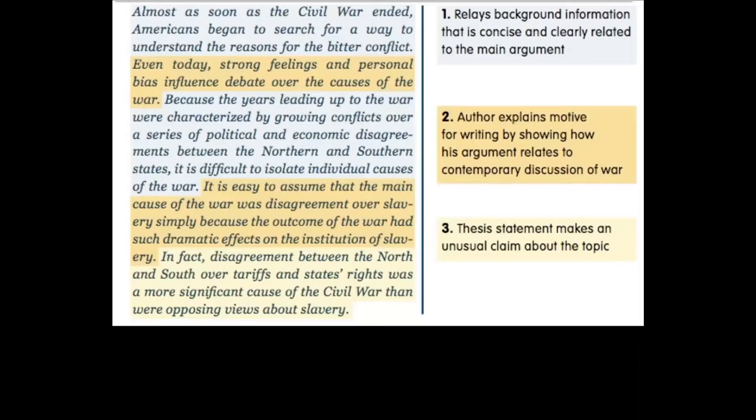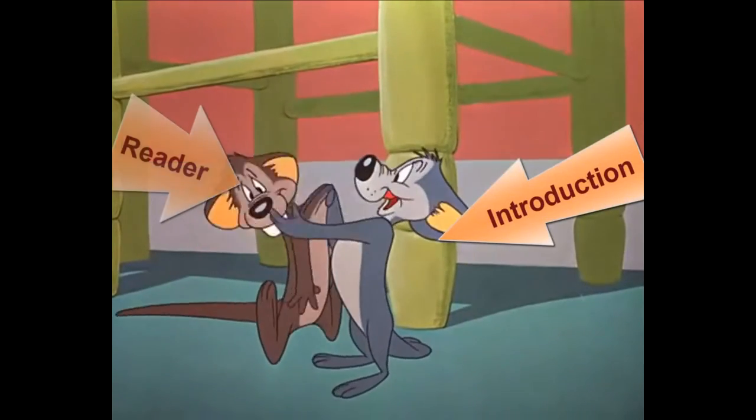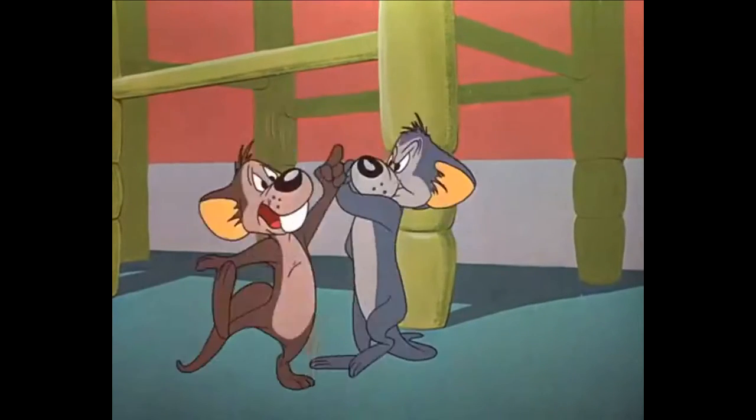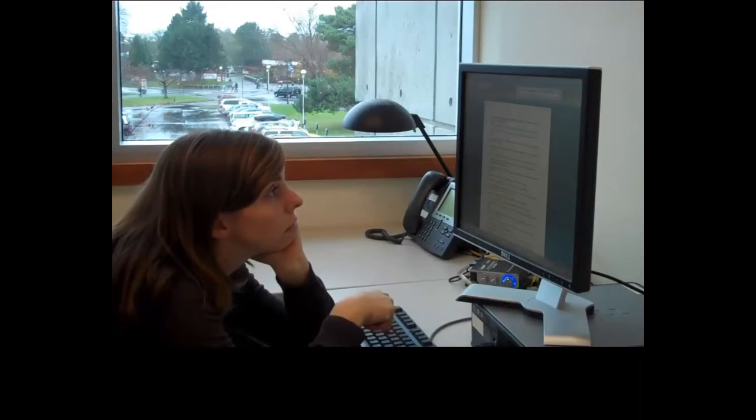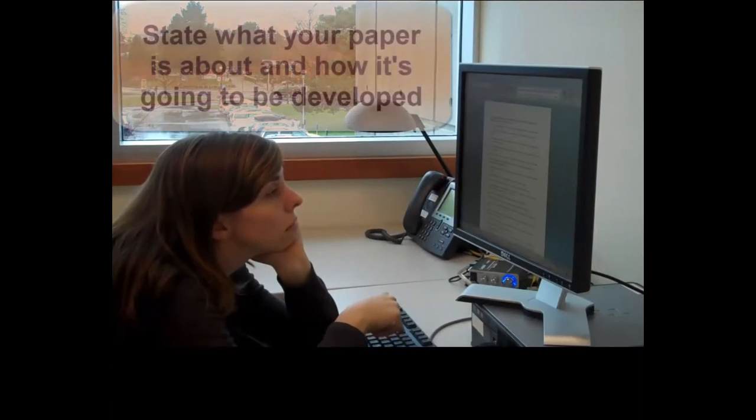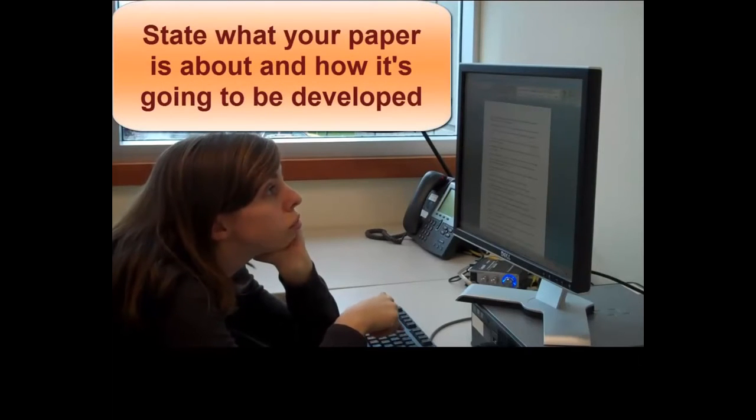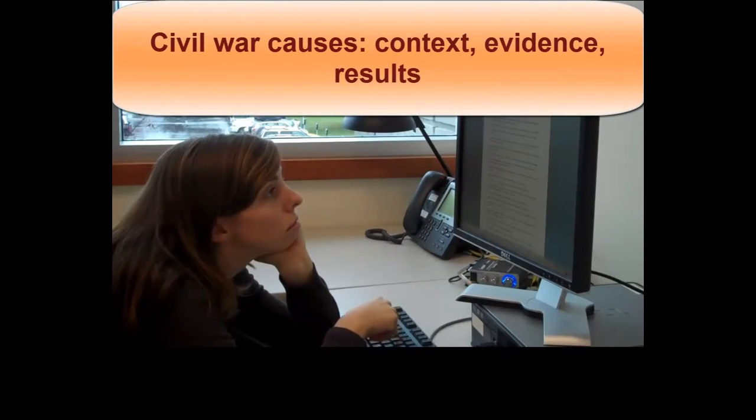The first step on the path is the introduction. You need to make sure your introduction is very clear and tells the reader what you're going to do and why. While the introductory paragraph can be difficult to write, you can always write what we call a placeholder, which means you just simply state what your paper is going to be about and how it's going to be developed. Remember, you can always rewrite it later.